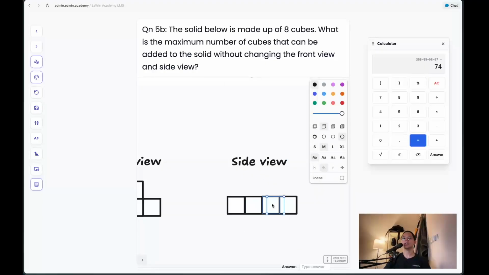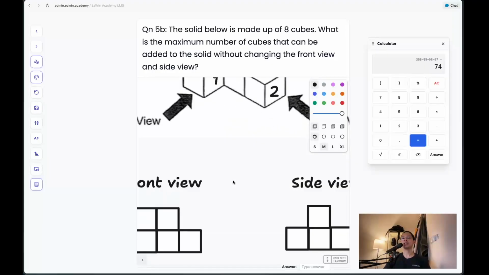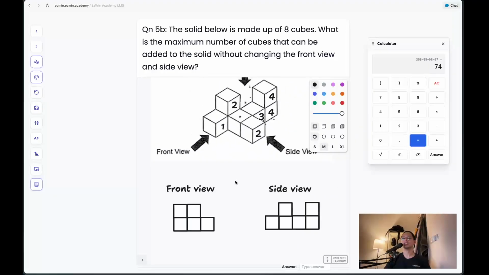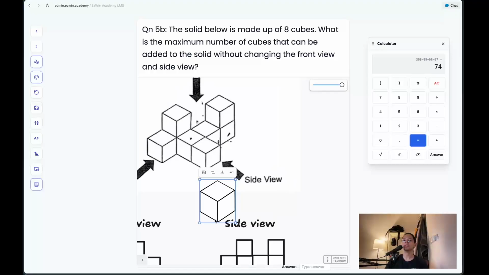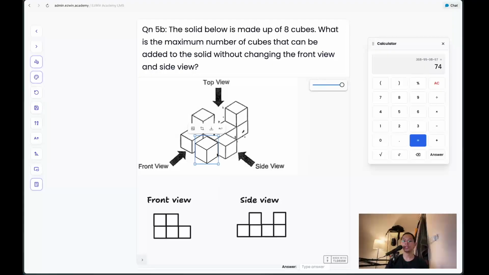So let's put it up. I'm just going to copy and paste. So at 2, and this will be at 4. So it looks something like this. Now, how many cubes can we add so that the front and side view does not change? So I have a cube over here that I can add. With this cube, where can we place it first without changing the front and side view? If we put it over here, does it change anything? The front view, does it stay the same? Yes, it does. Side view, does it stay the same? Yes, it does. So I'm going to put 1 over here.